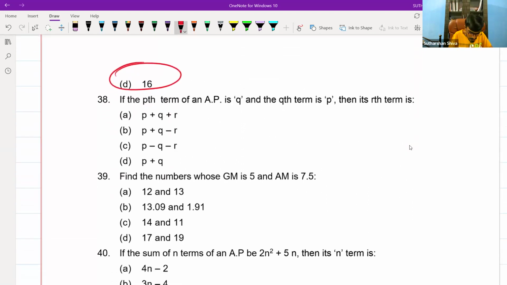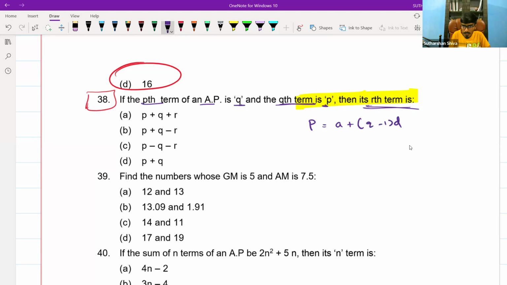Okay, then question number 38, another interesting part, slightly lengthier, which you can do. If the pth term of an AP is Q and the qth term of an AP is P, then what is the rth term they are asking? Just do what I say. The pth term is equal to A plus (n minus 1), here it is p, so I will do (p minus 1) into D. What is Q? Q is nothing but A plus (p minus 1) into D.